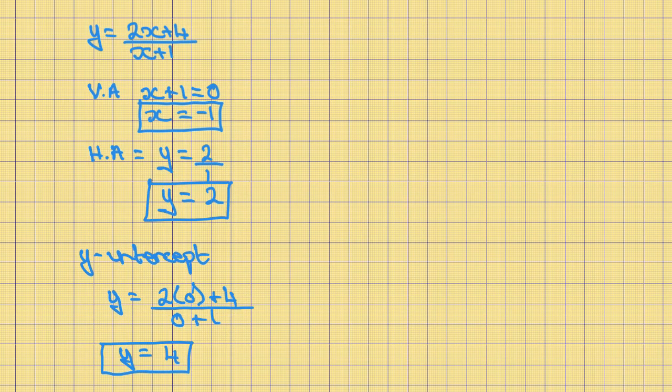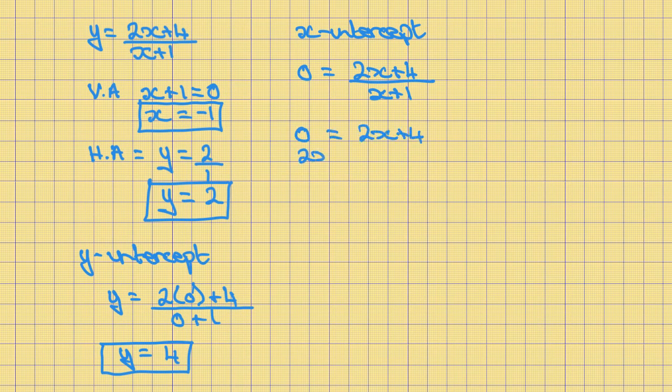And to find our x-intercept, we put y equal to 0, so we get 0 equals 2x plus 4, divided by x plus 1. Multiply all terms by x plus 1, so we get 0 equals 2x plus 4. So 2x equals minus 4, so x equals minus 2. So that is our x-intercept.